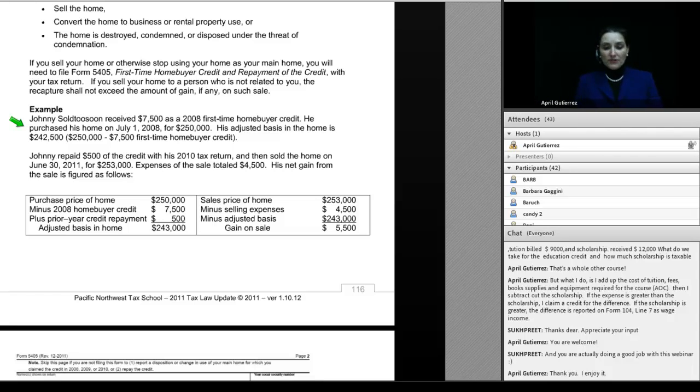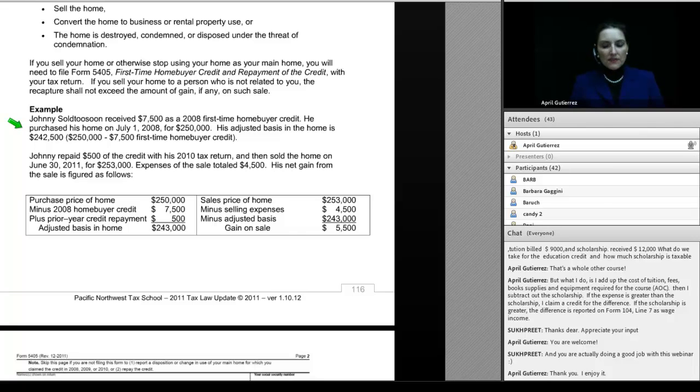We have Johnny sold too soon. He received a $7,500 credit as a 2008 first-time homebuyer. He purchased his home on July 1, 2008 for $250,000. His adjusted basis in the home is $242,500. How do we get that? We take the purchase price and subtract out the credit, and that leaves us with his basis.